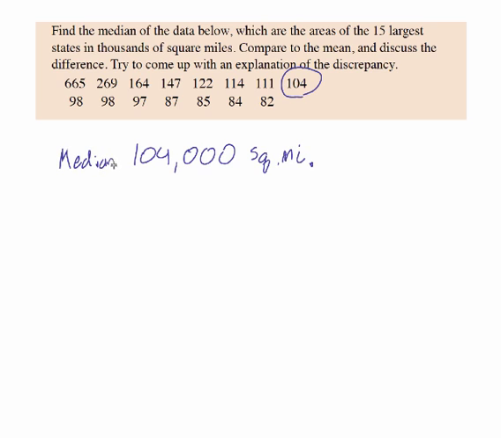Now, in an earlier video, we saw the mean, so let me go ahead and label that as median. We saw that the mean was actually 151,133 square miles, and that's a whole lot of difference.